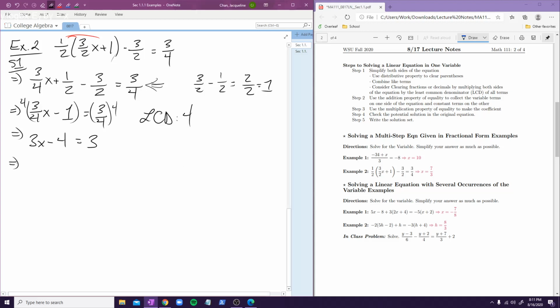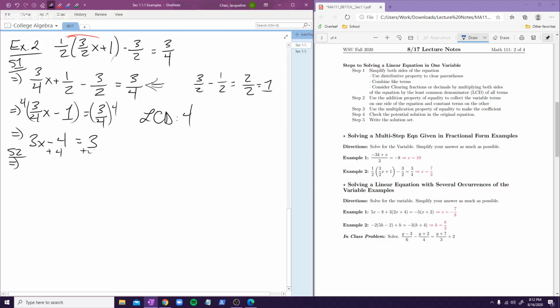So now we're going to start with step 2. Step 2, we're going to use the addition property of equality to collect the variable terms on one side and the constant terms on the other. Right? Just like above, we have the variable and a constant on the left side and a constant on the right side. So what I'm going to do is I'm going to take the constant on the left side and combine it with the right side. Right, to create the fewest steps as possible.